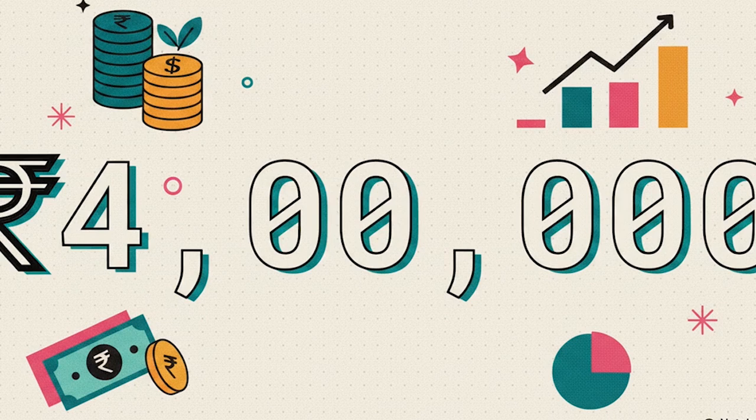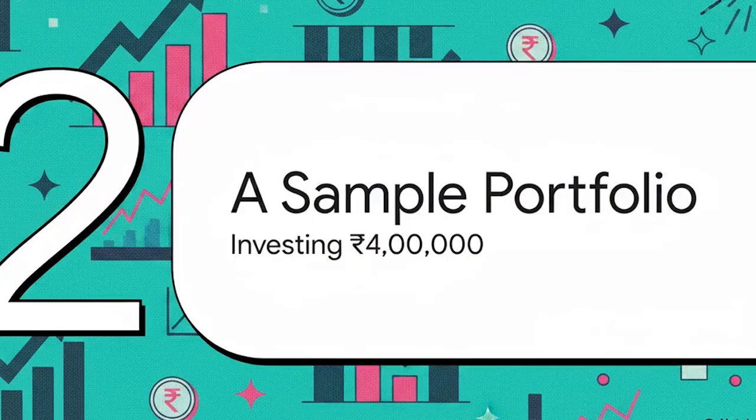And drumroll, please. The answer is 4 lakh rupees. That's it. That's the amount you would need to invest, assuming that 5% average yield, to hit our target of 20,000 rupees in annual dividend income. Okay, so we have our number: 4 lakh.